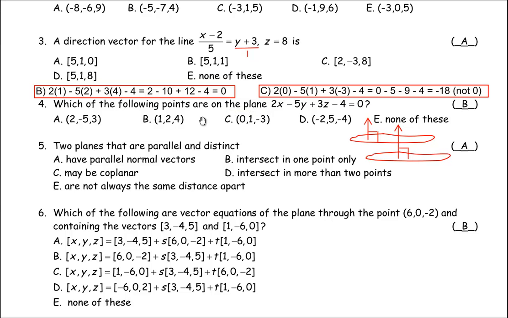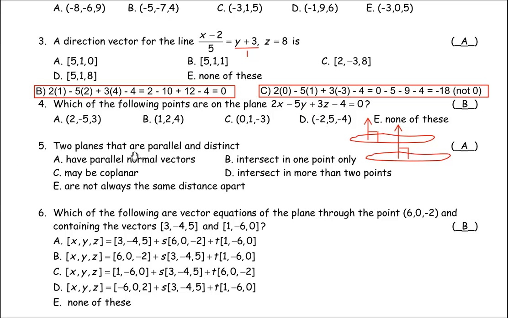To demonstrate a point that doesn't, for example, C is not on the plane. If we put 0, 1, and negative 3 in place of x, y, and z, 2 times 0 is 0, negative 5 times 1 is negative 5, and then minus 9 minus 4. That works out to minus 18. It's supposed to equal 0 because there's a 0 on the right side of that equation. So that's why C is not on the plane, and of course also A and D are not as well.